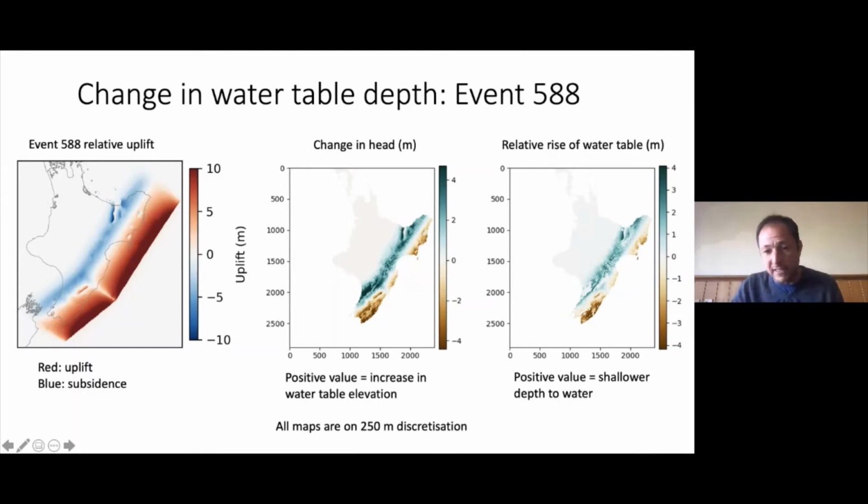And then you can look and you can see what's the change to the water table. So this is the change to the head of the water table. And if you look at the difference between the head and the topography, you see a relative rise of the water table. So positive values mean that after this earthquake, you might expect a shallower depth to the water table, and brown colors might be a deeper depth to the water table.